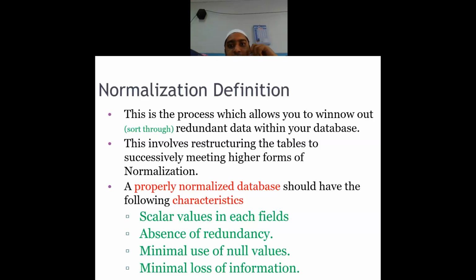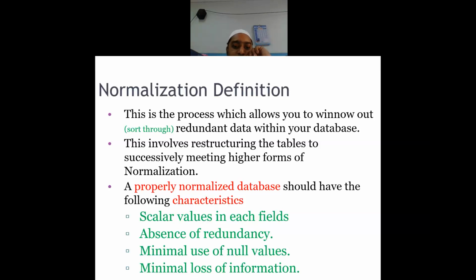The first one is that whatever values we have should be scalar in nature. Scalar in the sense that a table is built up of multiple cells, right? Rows and columns. Now in one cell, there should be only one single value, that is a scalar value. If there are multiple values, then the table needs to be normalized.